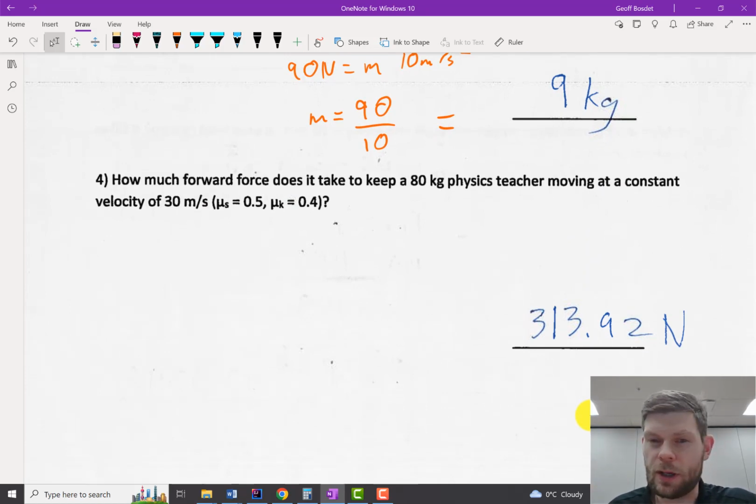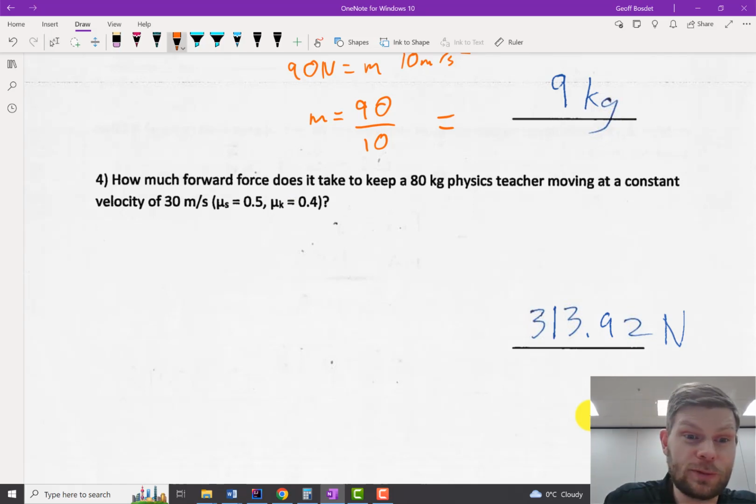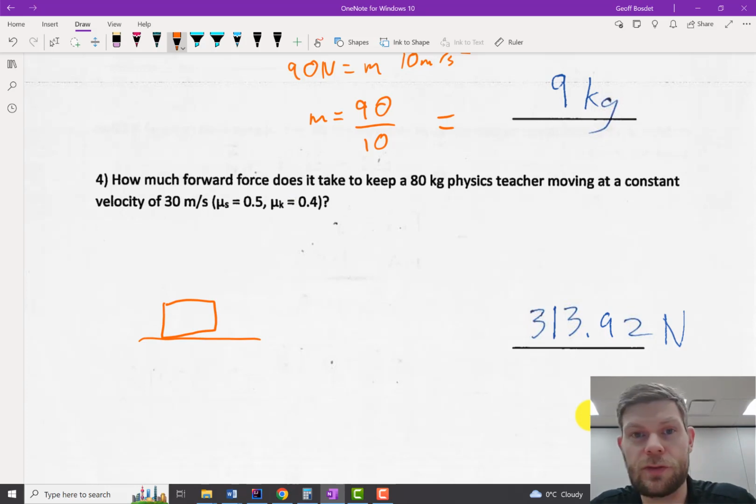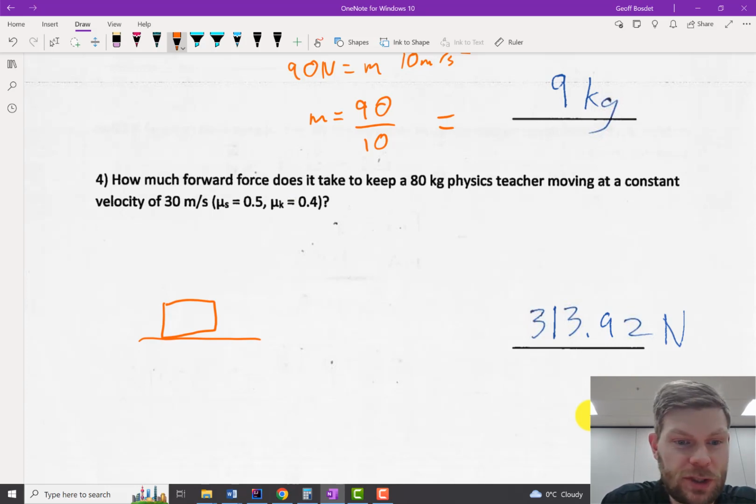So we got a couple things going on. Anytime you got anything interesting going on, draw a free body diagram for the love of all that is holy. So that's what we're going to do. Your physics teacher is represented by a box because physics teachers either do not have the inclination or time to draw something fabulous, or at least I don't. So in this case, we're going to look at the forces.